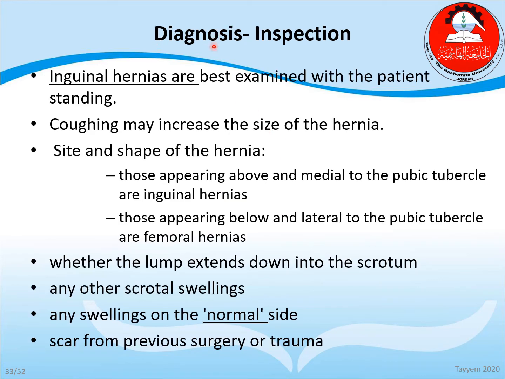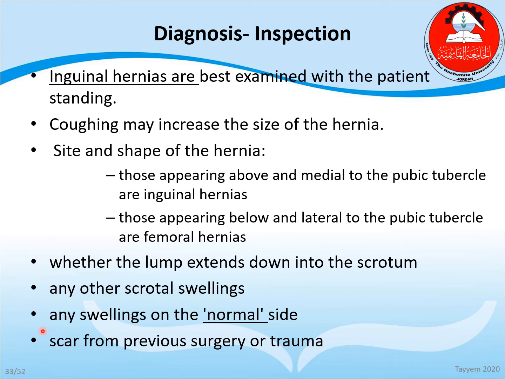Diagnosis is usually clinical by inspection, and probably when the patient is standing is the best way to examine it. Coughing will cause an increase in the size of the hernia. If the hernia is above and medial to the pubic tubercle, then this is an inguinal hernia. If it's below and lateral to the pubic tubercle, this is a femoral hernia. The inguinal hernia could descend to the scrotum.